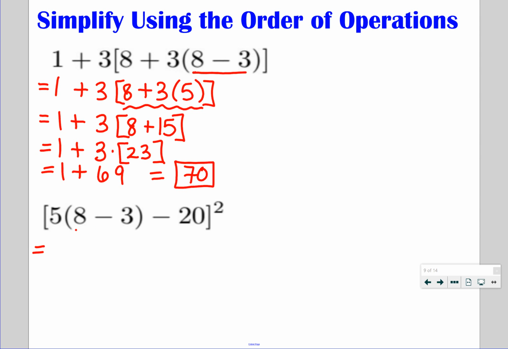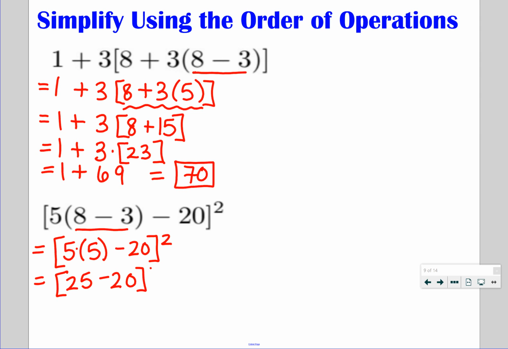In the last problem, again, I start on my innermost parentheses. 8 minus 3 is all I can do there. It gives me a 5. Then, continuing inside the brackets, I have multiplication and subtraction. I'm going to multiply first. Then to finish the bracket, 25 minus 20 gives me 5. And finally, I'm going to square 5, which means 5 times itself. Final answer is 25.